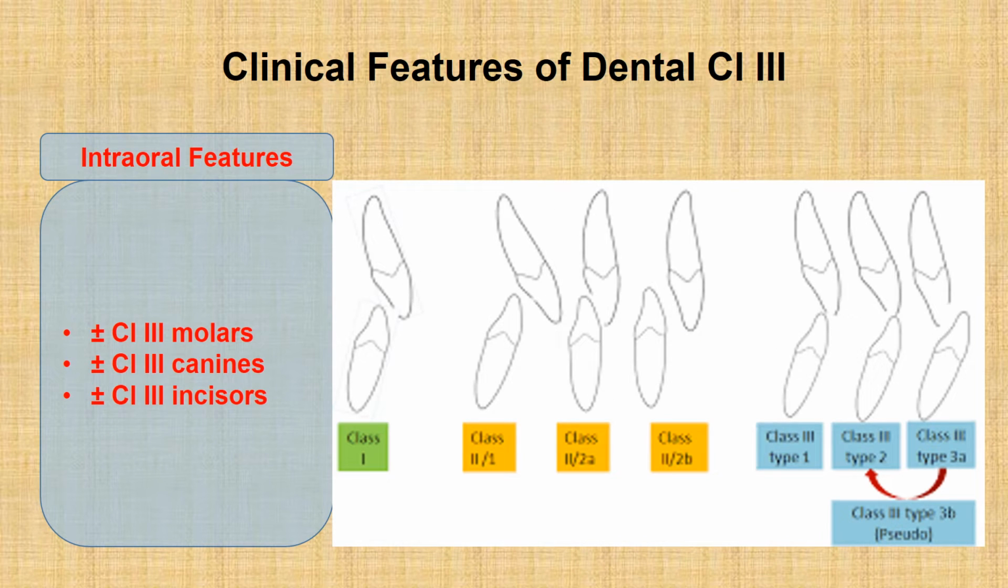Okay, the intraoral features of dental class 3 are class 3 molars and class 3 incisors. And as can be seen here, it can be a reduced overjet, it can be an edge to edge relationship, or it can be a reverse overjet.